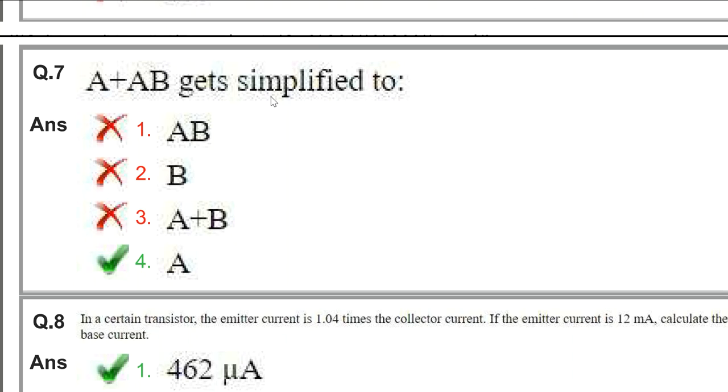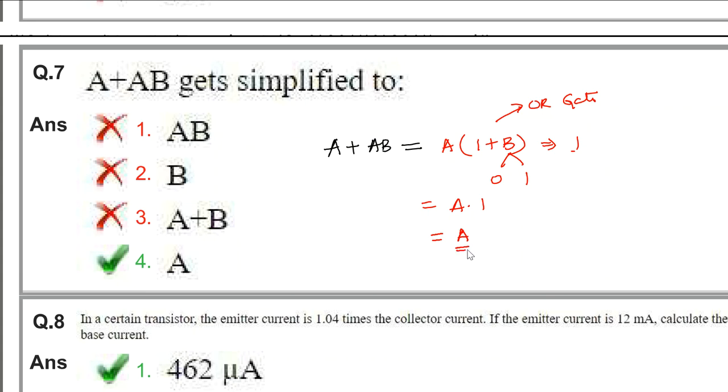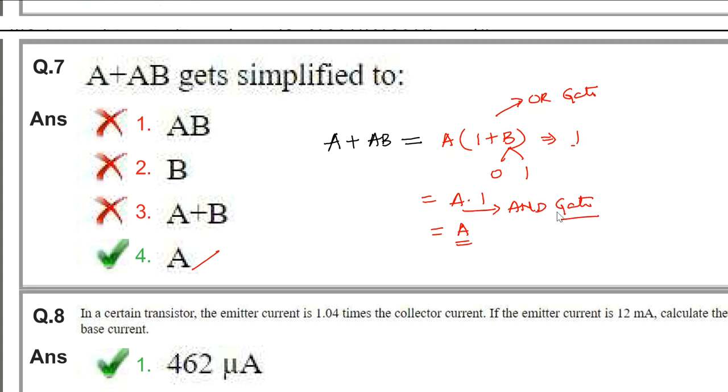A plus AB gets simplified to what? So here we have A plus AB. We need to simplify this. You make a common A here, so A times 1 plus B. Here 1 plus B is an OR operation. Let B be 0 or 1, the result will be 1 only. So A gets the result 1, meaning A dot 1 means A only. So the answer will be A. A dot 1 is an AND operation. Next one.